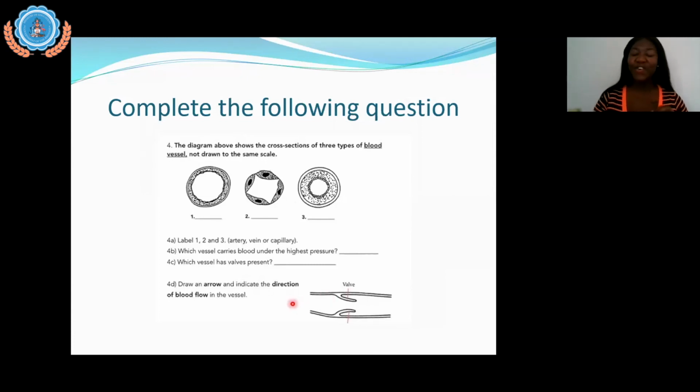Yes. So I'm going to use my pointer. In this case, as we see, blood will be flowing this way. The valves are open, and once the blood passes it, those valve doors remain shut. So good job. It's nice to know that you've listened.